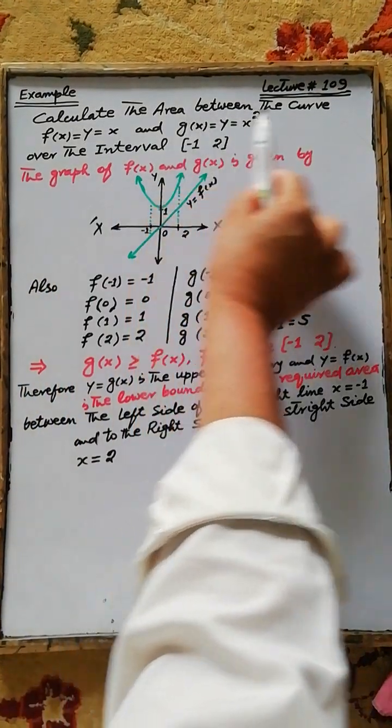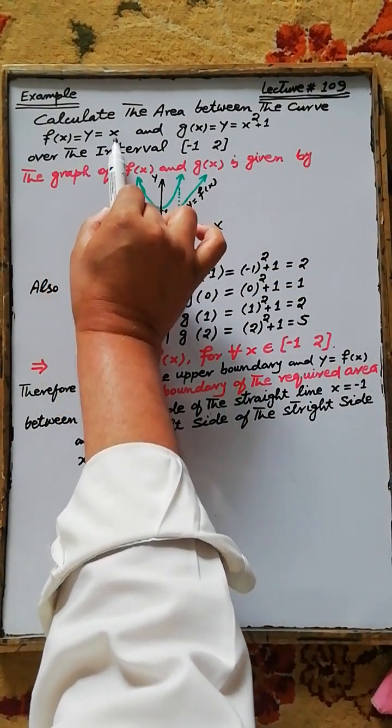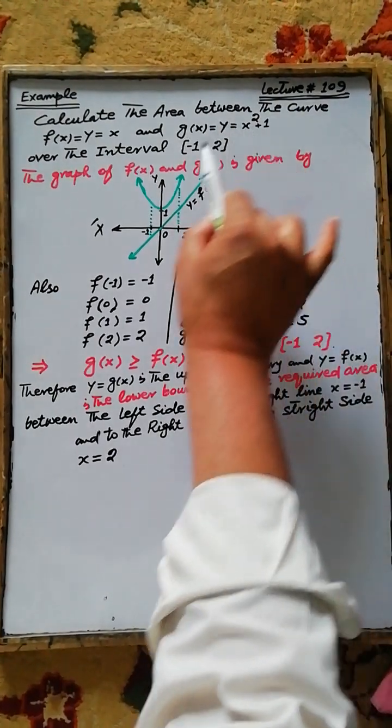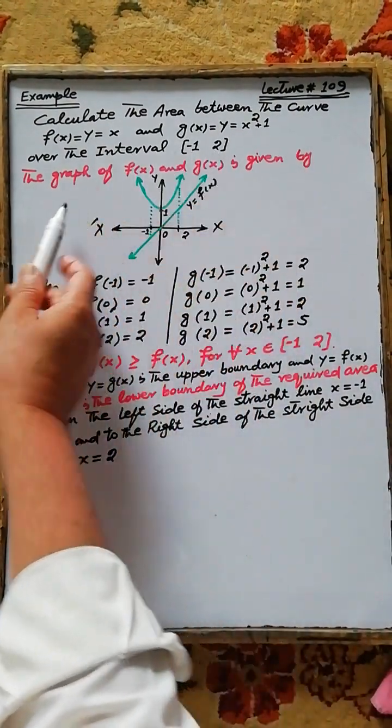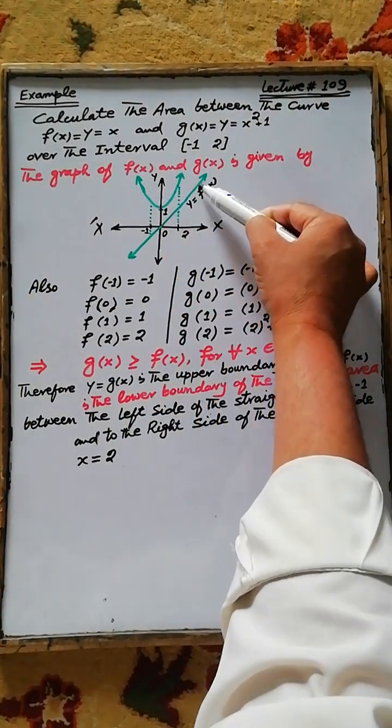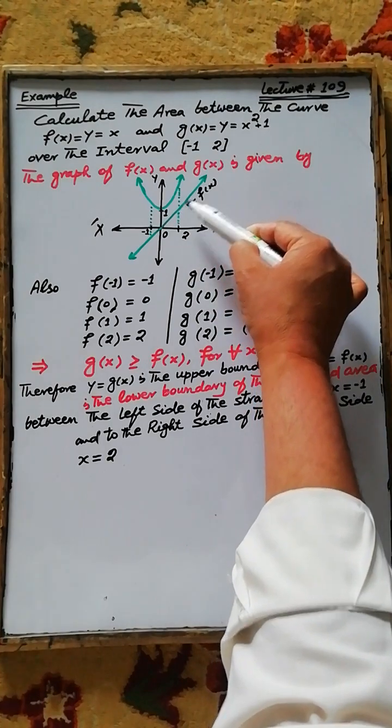Example: calculate the area between the curves f(x) = x and g(x) = y = x² + 1 over the interval -1 to 2. The graph of f(x) = x is a straight line passing through the origin.